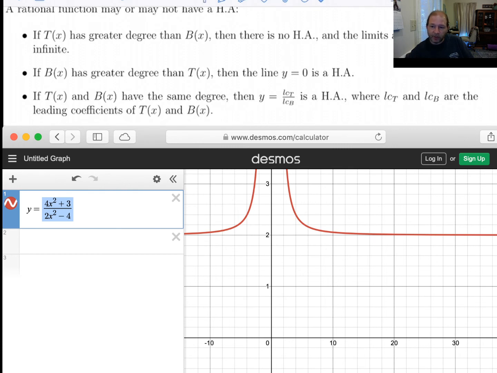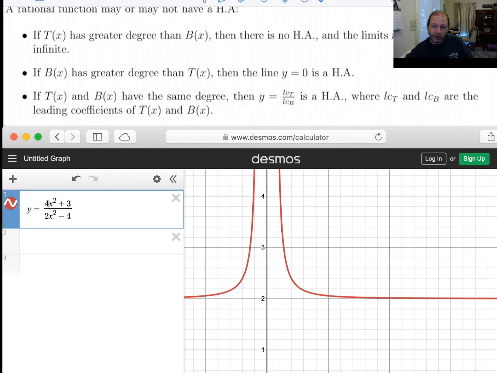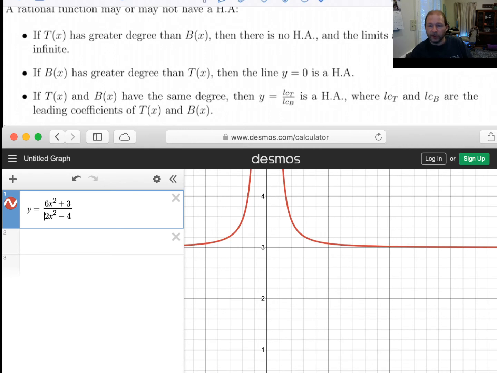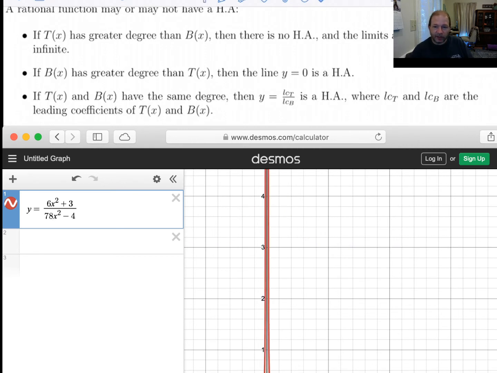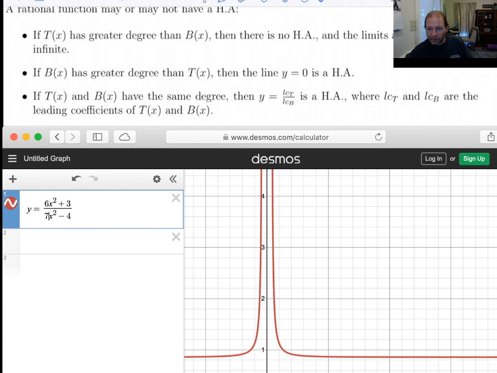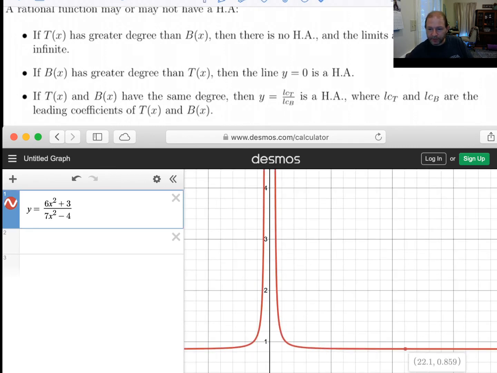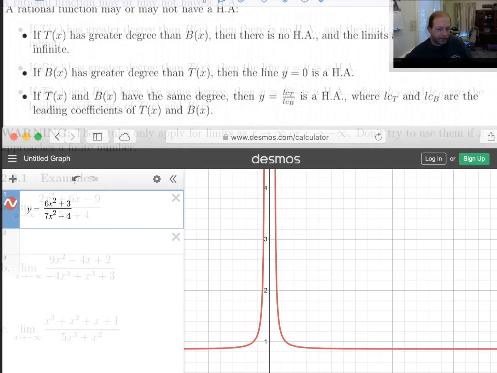If I wanted to put the asymptote, say, at 3, I just need to change this up here to 6, and that bumps it up there. If I change this to, say, 7, 6 over 7, my asymptote's here at 6 over 7. All right, so let's do some examples.